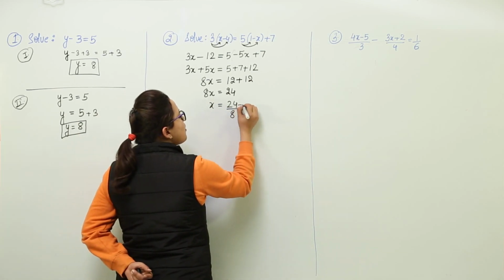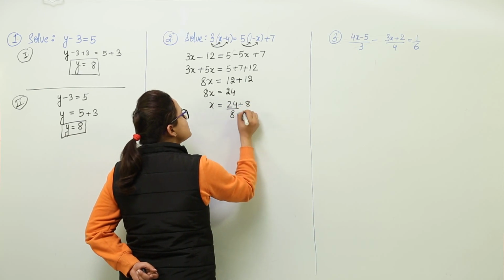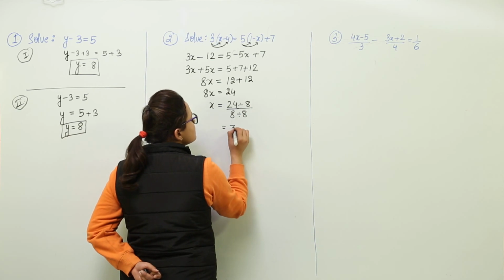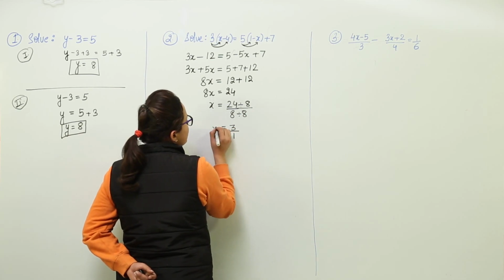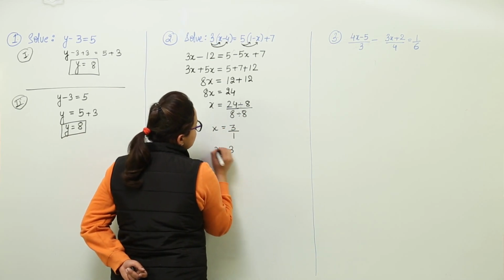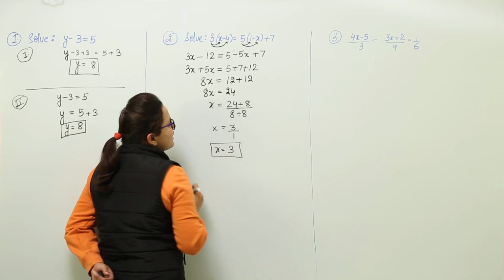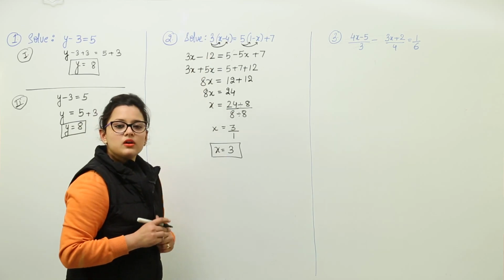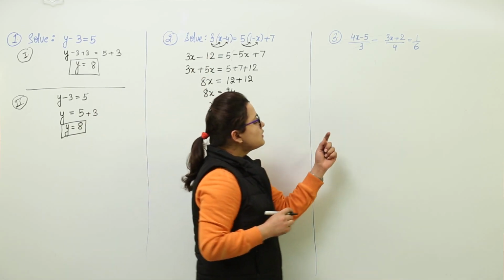Now we have the common factor to both, that is 8. We will divide them by the same number and we will get 8 3s as 24 and 8 1s as 8. So now x comes out to be 3. Right? So x is equal to 3 is the solution for this equation. Moving on to the third question.